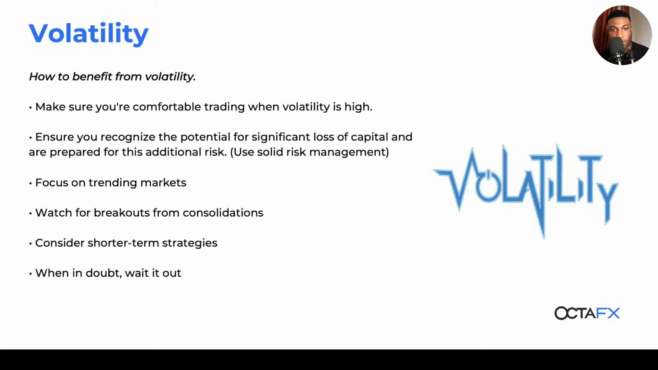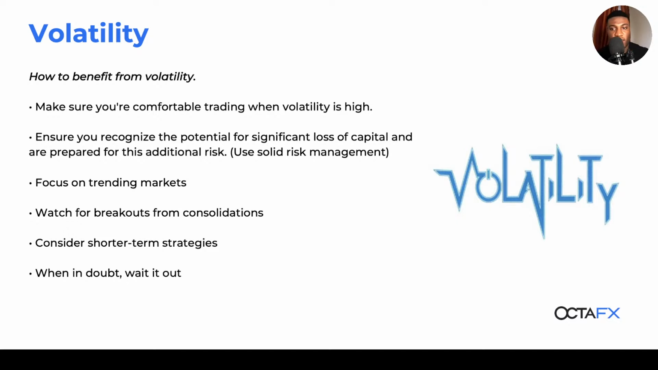Okay, all right. So you're not going to lose money if you don't trade, right? If you have a trading account and you're not sure about trading, you're not going to lose any money if you don't place that trade at that time. So you can just wait it out.